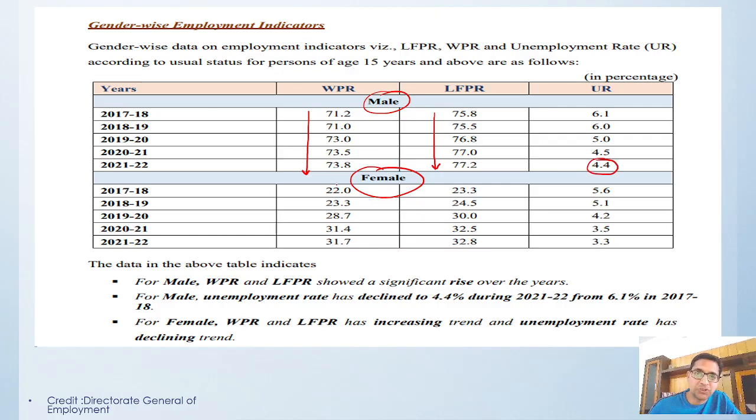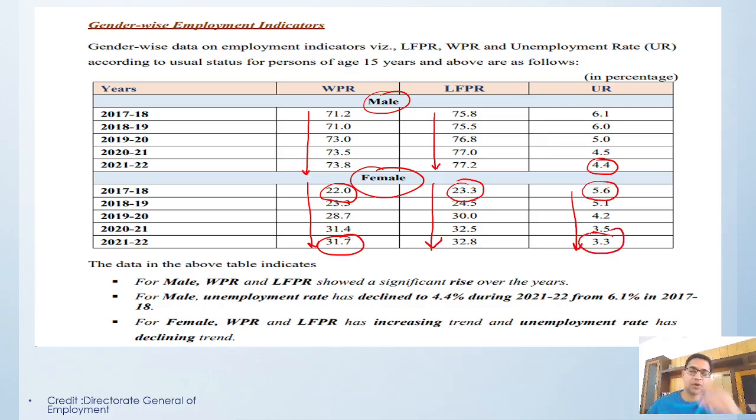For female, we can see that it is only a 22% worker population ratio, and the labor force participation rate is also very low, but it has increased by 9 percentage points. You can see 23 to 32.8% and 22 to 31%. So it has increased by 9 or 10%. Earlier, the female labor force had around a 5.6% unemployment rate, but right now it is 3.3%.